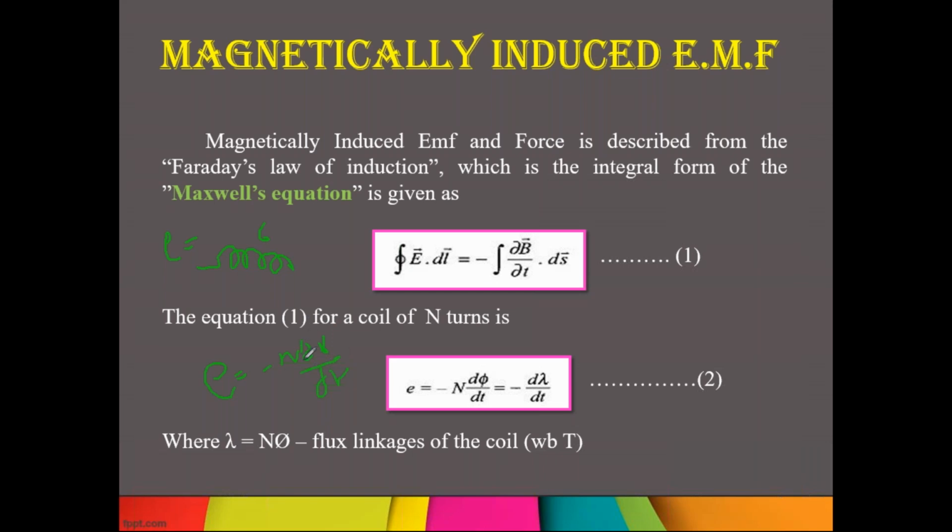Here the differentiation means it keeps on changing. So the EMF is given by E equals N d phi by dt, and the same equation you will get in the transformer chapter. Here I can write lambda equals N phi. What is the meaning of lambda? Flux linkages. The flux depends on the number of coils; as the number of coils increases, the flux changes. The combination of both is called flux linkage, and the unit is Weber turn.